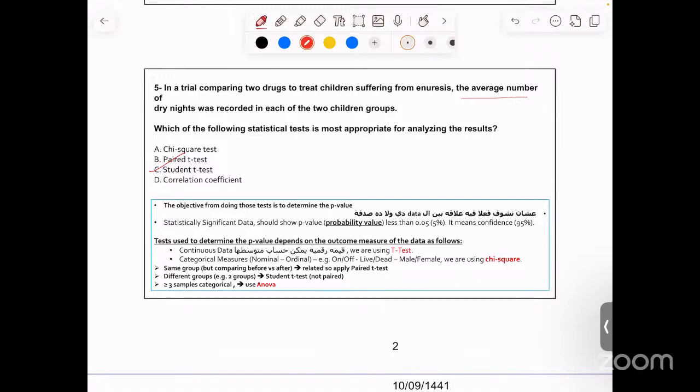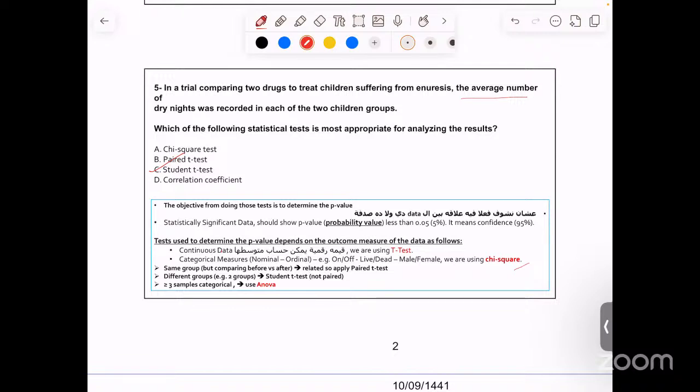As it says here, a continuous data, so we will use the t-test. If the data is categorical, we will use the chi-square. The keyword here is average number. When we say average, it means mean, in the normal distribution, which means it's continuous data. That means we need a t-test for the average. So that is the reason we need the student t-test.